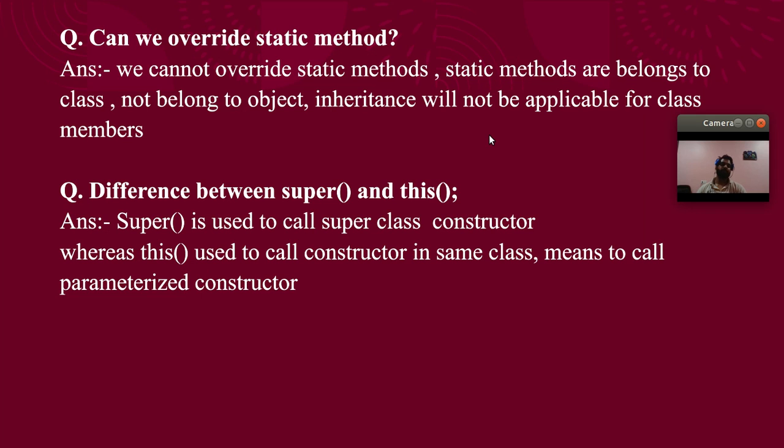So what is the difference between the super keyword and the this keyword? This was the next question. Basically, super is used to call the superclass constructor, whereas this is used to call a constructor of the same class, or it can be used to call the parameterized constructor of the same class, right? So this is the difference between the super and this keywords.